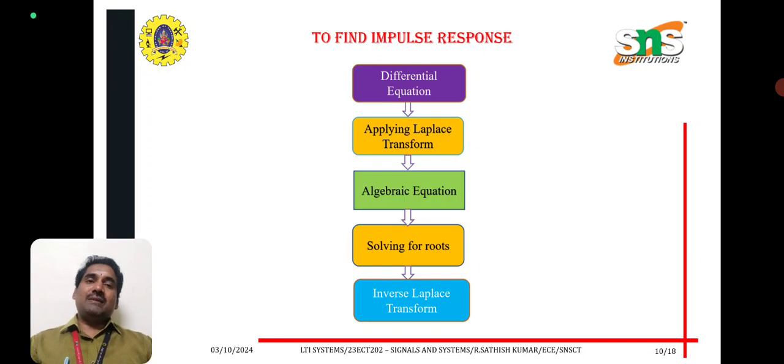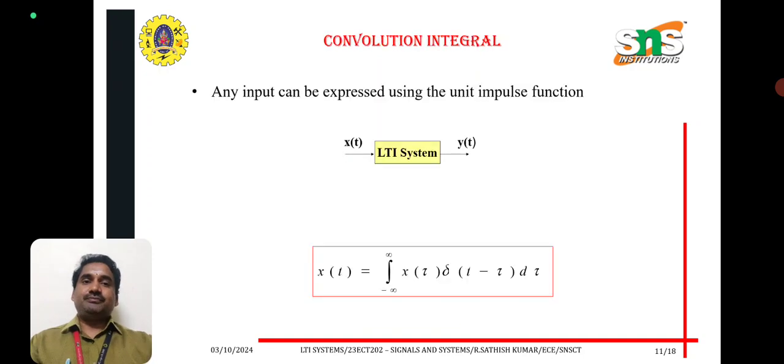How to find the impulse response? First, we find the differential equation. For the differential equation, we apply the Laplace transform. From that, we find the algebraic equation and then solve for the roots. Finally, we take the inverse Laplace transform. We can get the impulse response of the system.